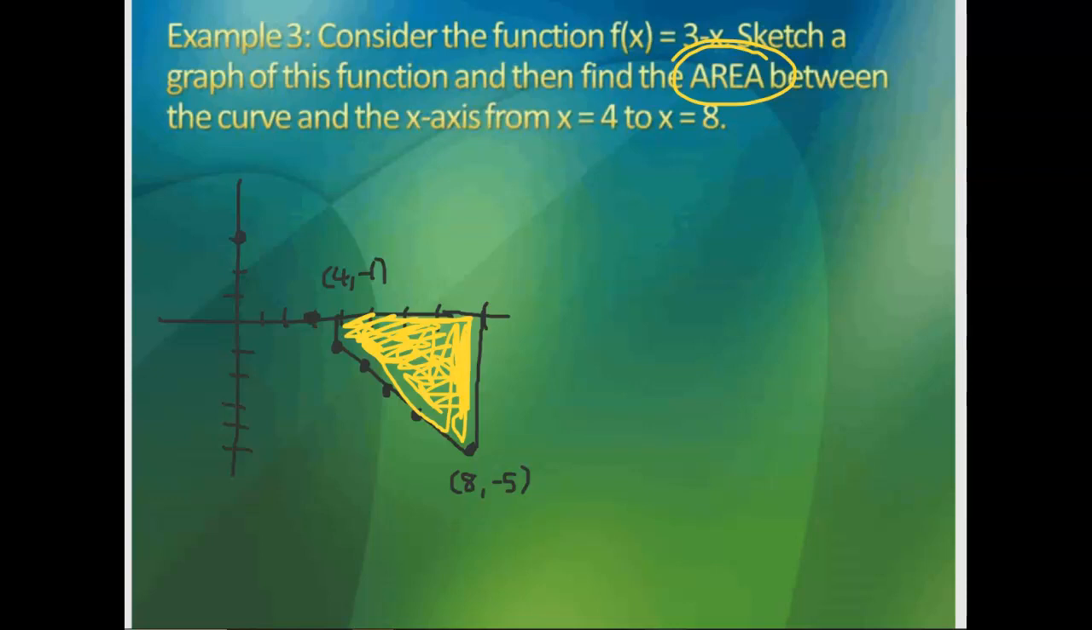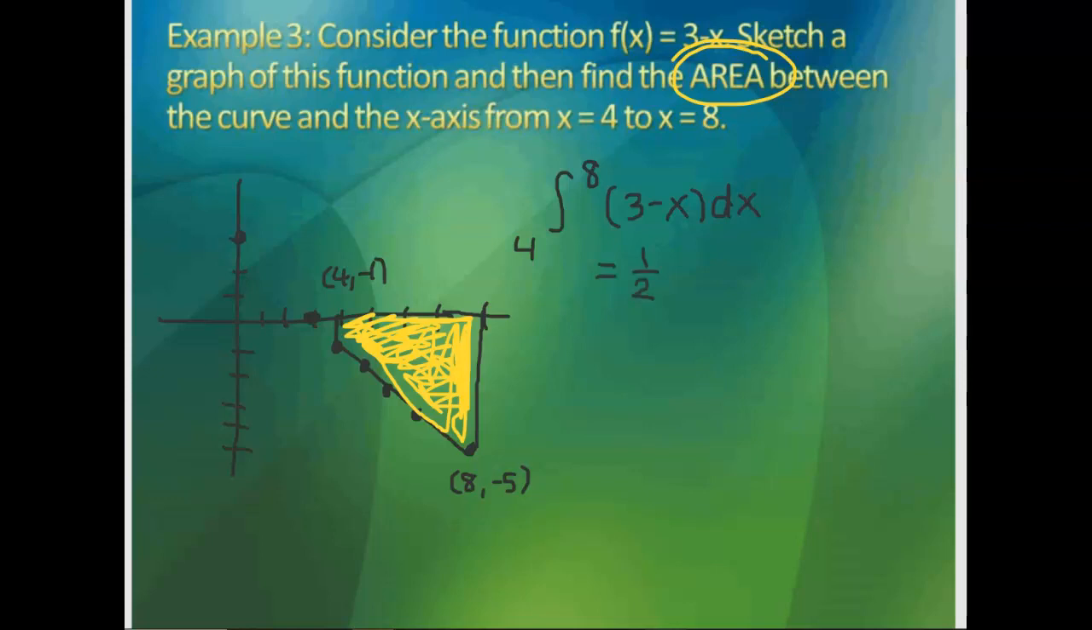Positive, yeah. So the integral and the area, in the case of this example, are not going to be equivalent, because area is positive and an integral can be negative. So the integral from 4 to 8 of 3 minus x dx would be equal to 1/2.